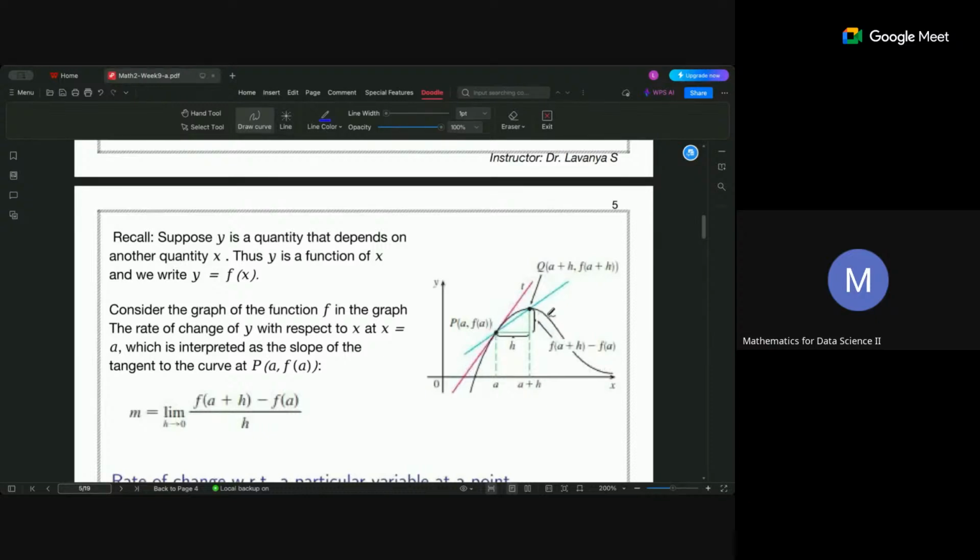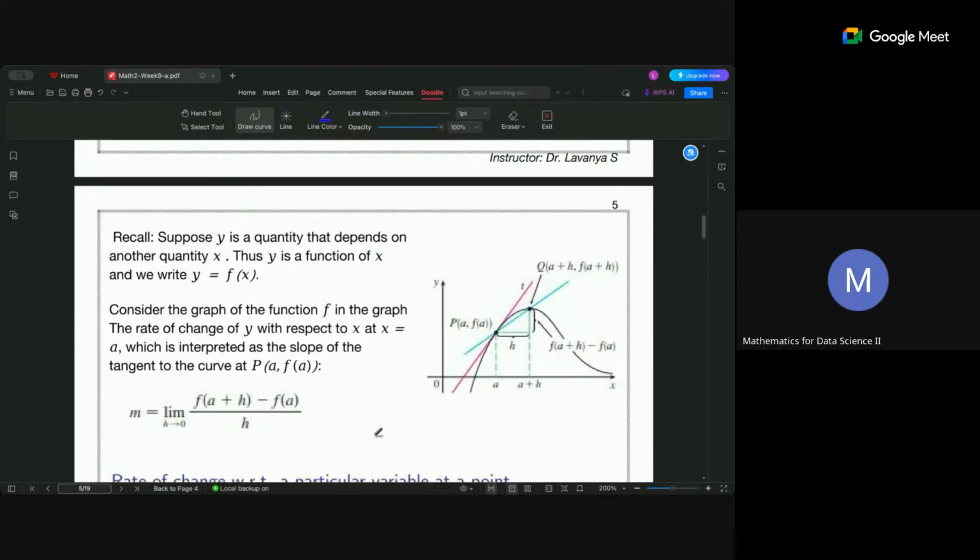So for that you take a point like this on the curve, which is at a distance h, and then what is the rate of change? That is f of a plus h minus f of a divided by h. So variation in y by variation in x. As h goes to 0, slowly you come to this point. So this is how we are defining the slope of the tangent at a point, right? So this is for one variable. Just a quick recall I'm doing. I'm not explaining here. So keep this in mind.